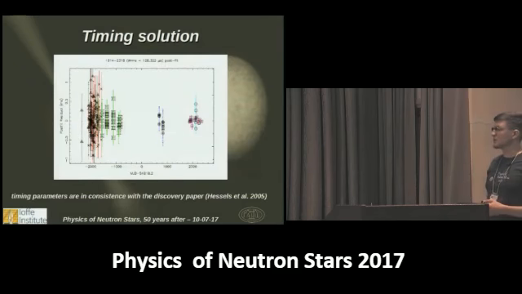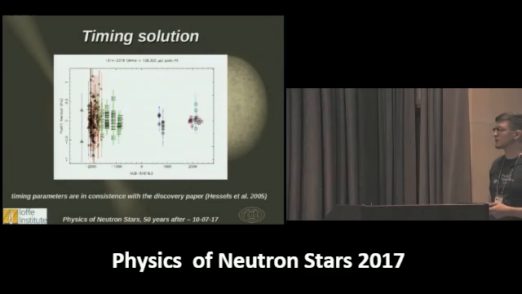We obtained times of arrival from all but the LOFAR observations. Then we combined all of them and fit for pulsar position and binary motion. The timing parameters are inconsistent with the discovery paper. And from the pulsar ephemeris, we found the eccentricity to be around 0, which means an almost circular orbit. We couldn't determine the proper motion. It was not really significant in our measurements.